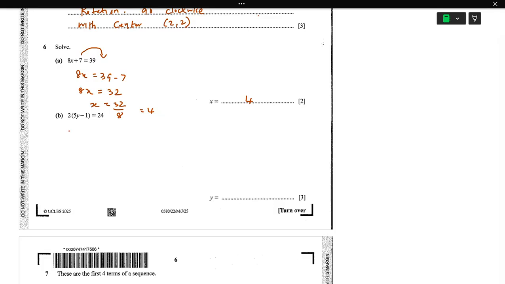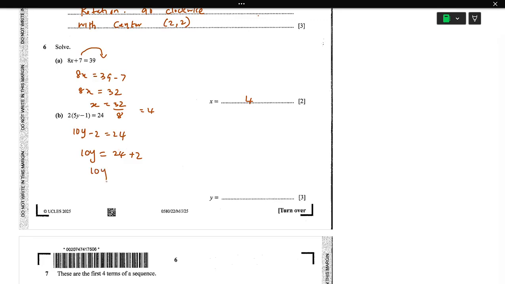The next question, here we need to solve for y. First I'll expand. So 10y minus 2 equals 24. When I shift this minus 2 to the right side, it will become 24 plus 2, because we are adding to both sides.